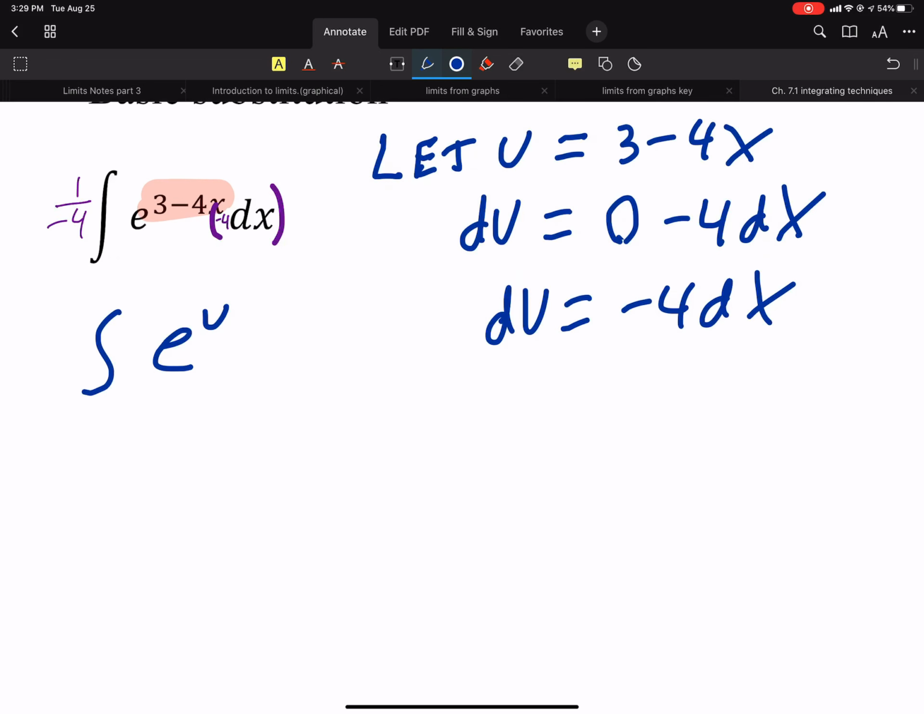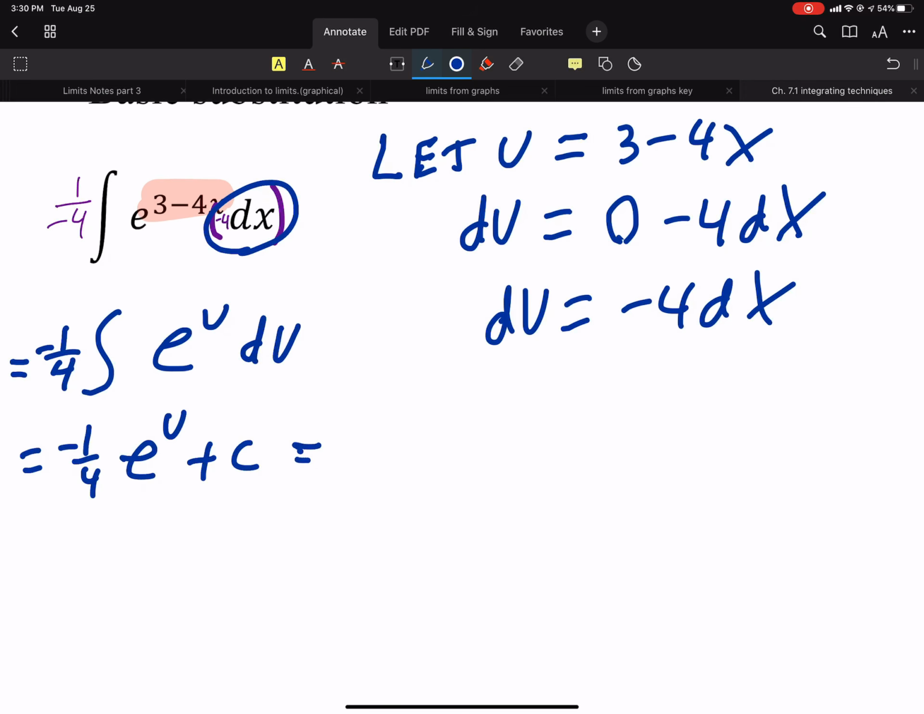Now, I can replace this with du, and I can't forget the negative 1/4 in front. So this becomes a very simple problem. We copy the constant as just e to the u plus c. But what is e to the u? What is u? It's 3 minus 4x, plus c.